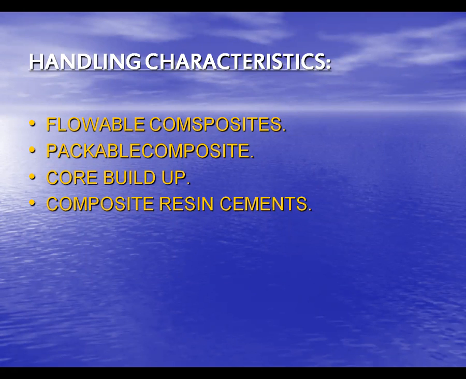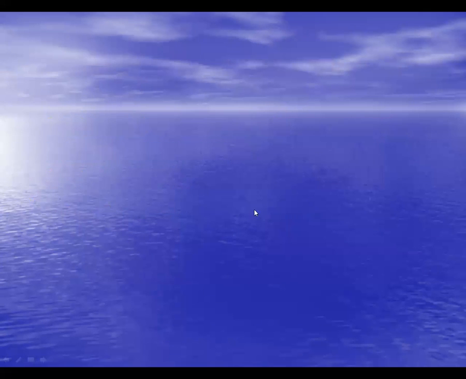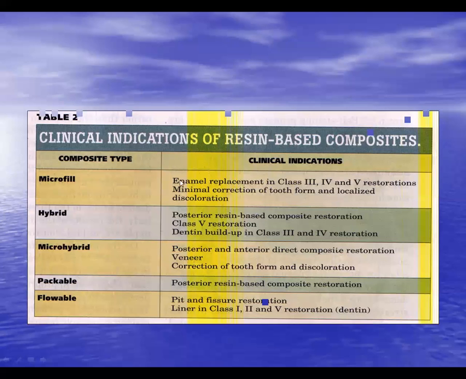Next one is core buildup composite. You know that after root canal treatment, we have already prepared a cavity. We have to fill that cavity, right? So we have to prepare a core of a crown. So in that we use a core buildup composite, and composite resin cements like compomer, ormocer, ziroconomer are there. Here we can see the composite types and their clinical indications.